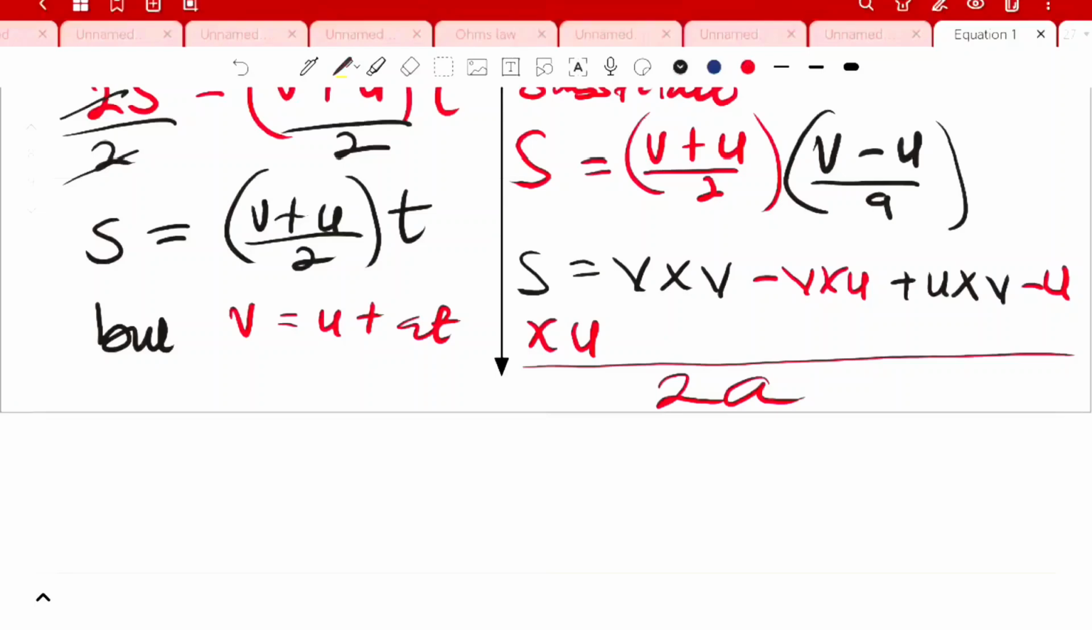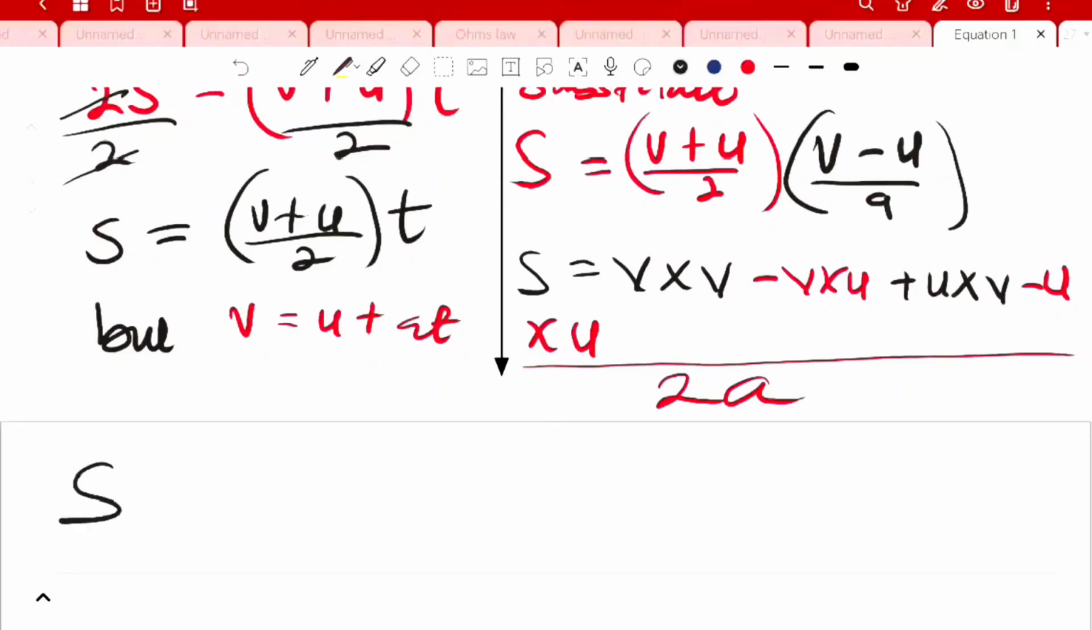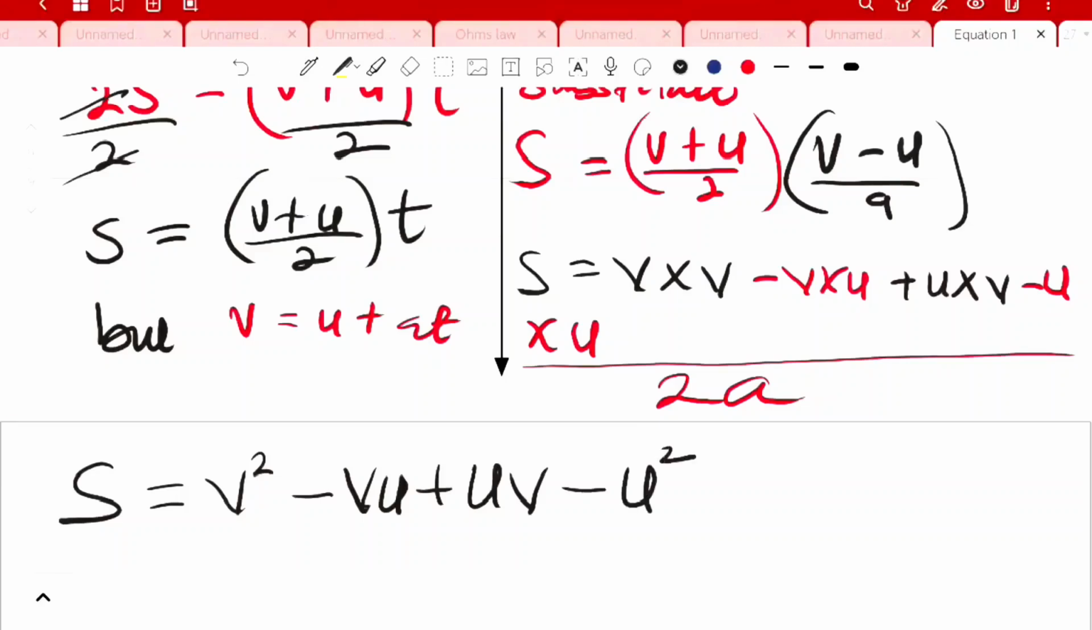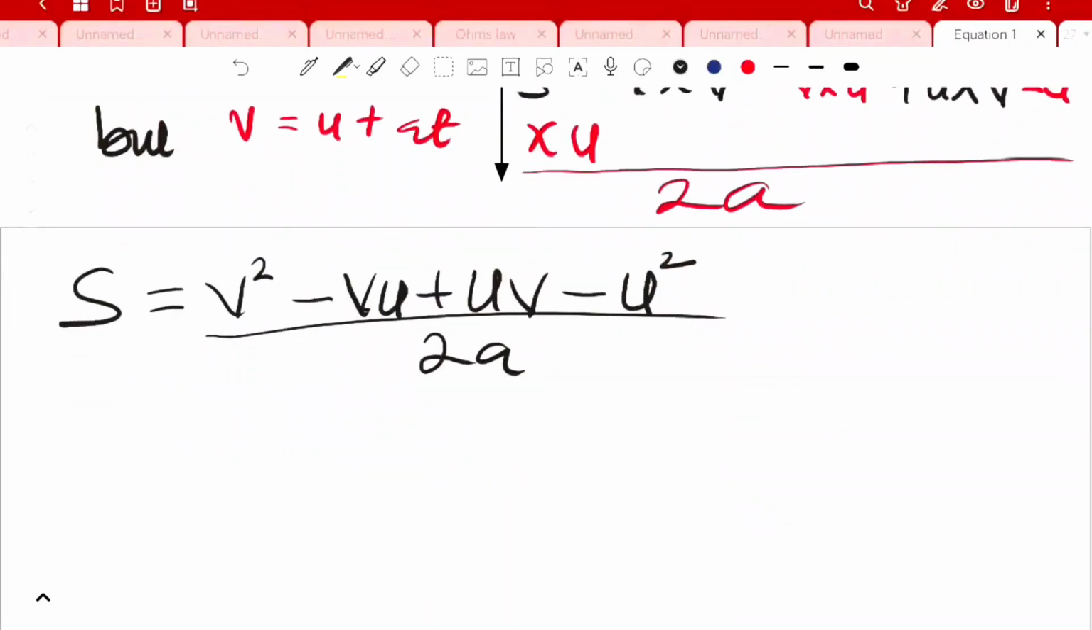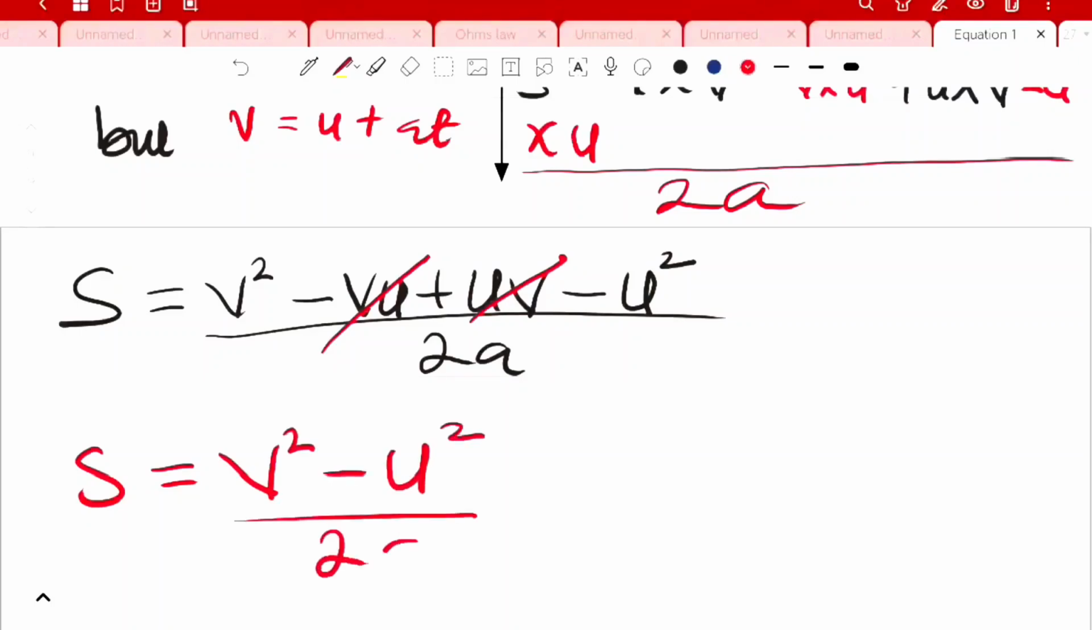Then we can cancel out some part from here. So that s equals v squared minus vu plus uv minus u squared over 2a. So minus vu plus uv, they are the same. They cancel out each other. Hence, s equals v squared minus u squared over 2a.